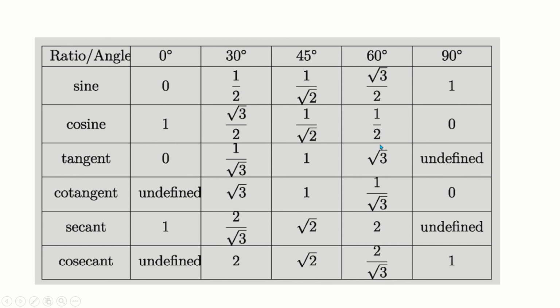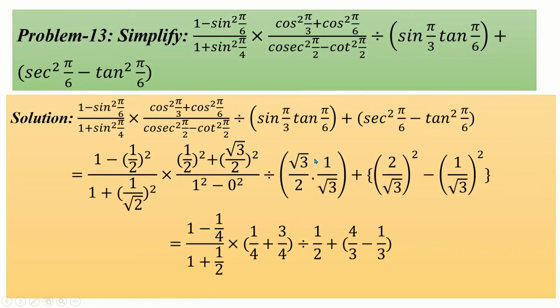Okay, I'll solve the larger one, that means question 13, and you can easily solve question 12. Here given is 1 minus sine square pi by 6 divided by 1 plus sine square pi by 4, and here cos square pi by 3 plus cos square pi by 6. All the values here are known because pi by 6 means 30 degree.